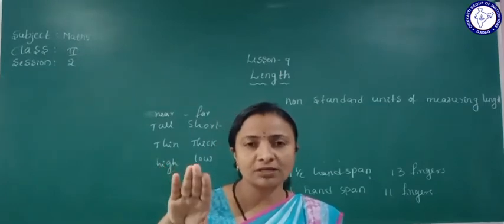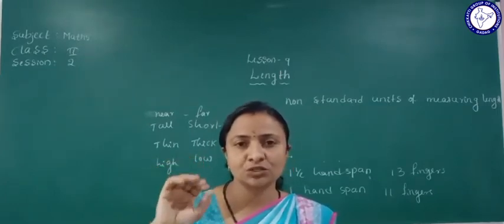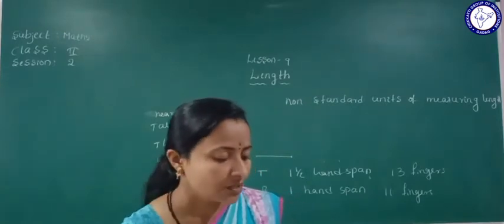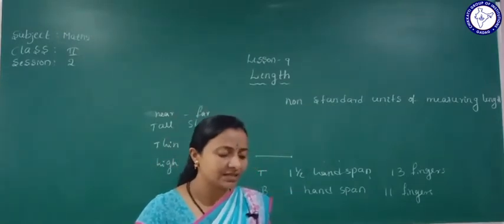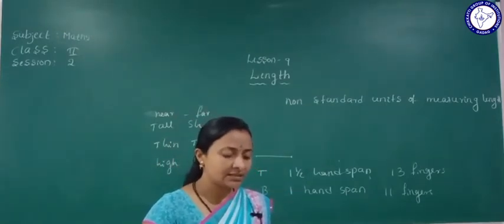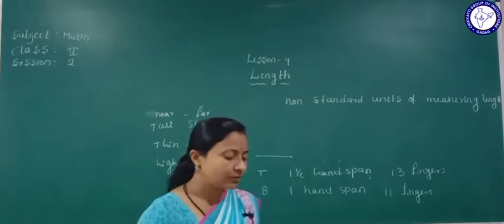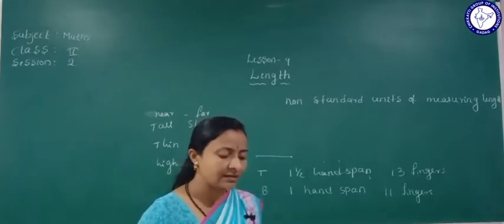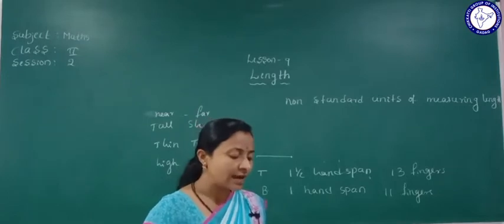If it is short, then the handspan will come out as a short measure. So, the second one given here: measure the length of the table, desk and blackboard with your handspan and fingers and compare them. Yes, so handspan and fingers.